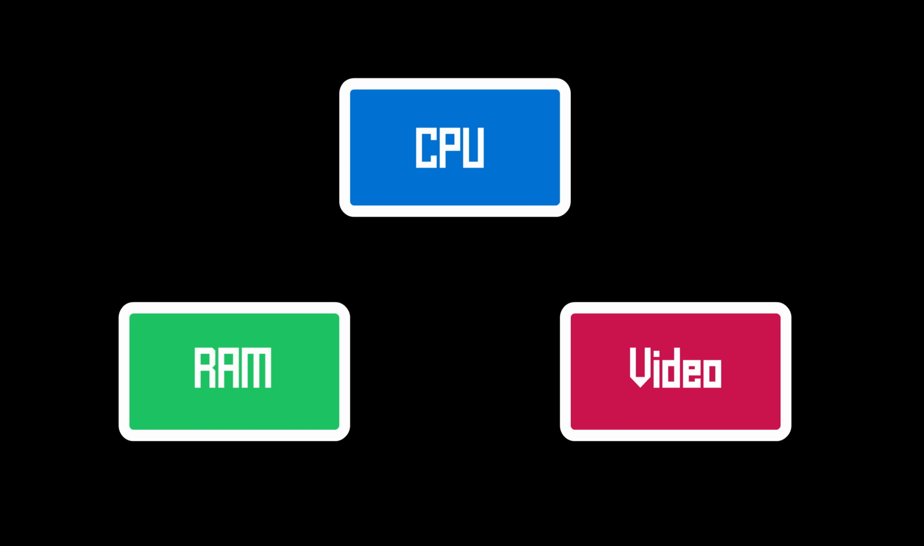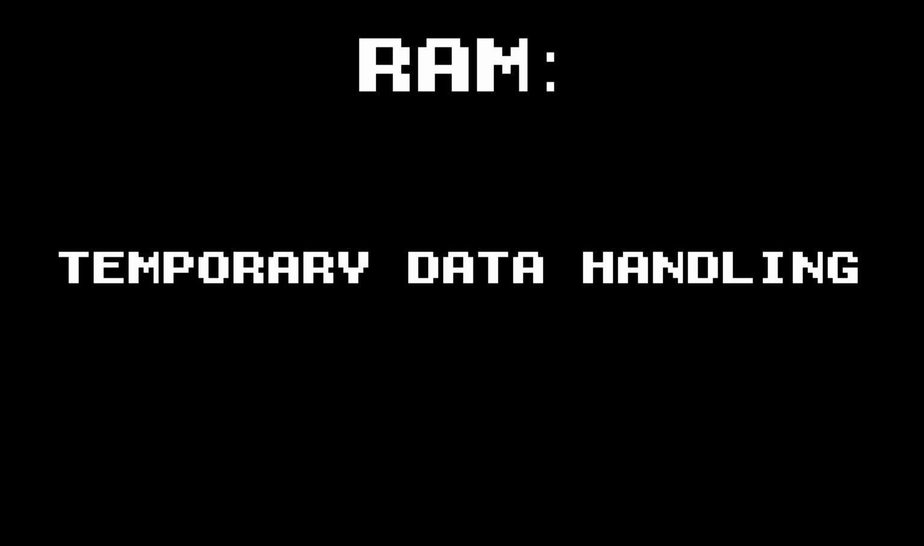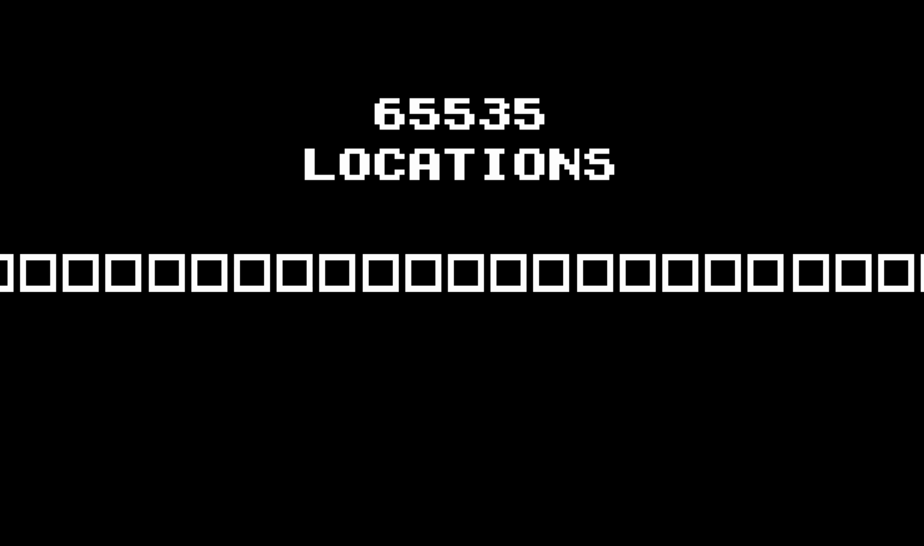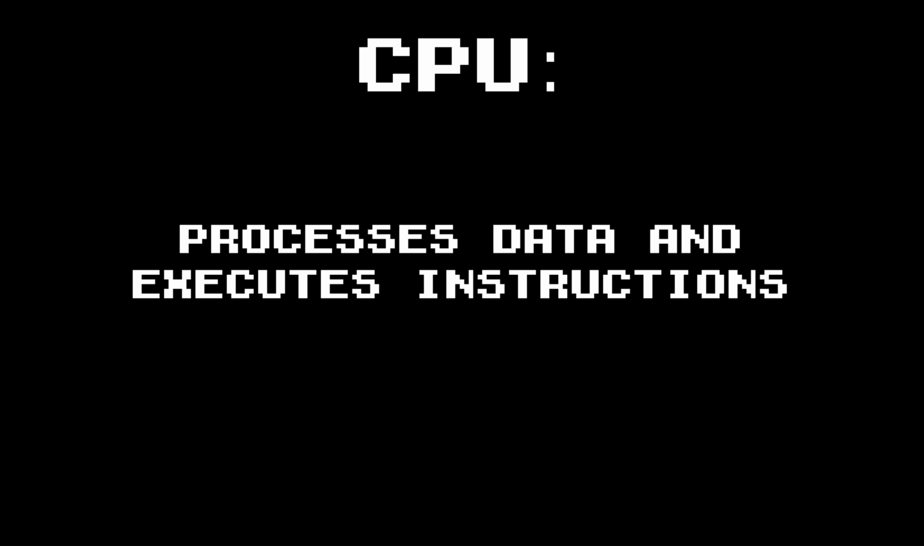My computer can be broken down into a few important components: the CPU, the RAM, and the video circuitry. The RAM is for temporary data handling. If the computer needs to keep data but perform another task first, then it can just store it in RAM. It has 65,000 memory locations, each of which stores a 16-bit word. The display is an LED screen. It's attached to dedicated video hardware, which handles pixel rendering, and the CPU, which handles processing data and executing instructions.